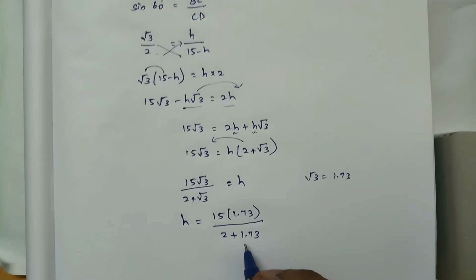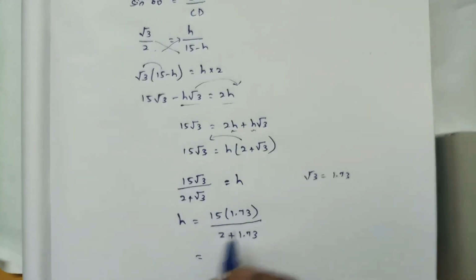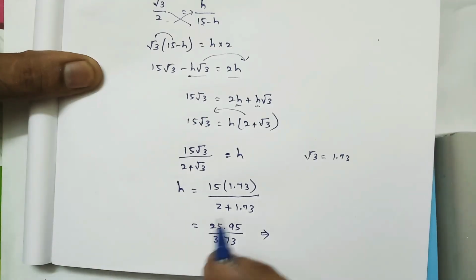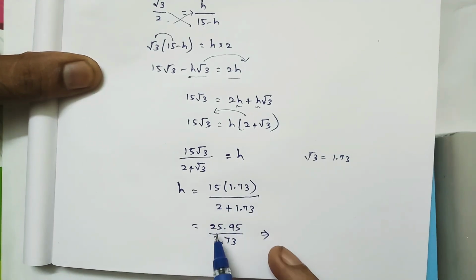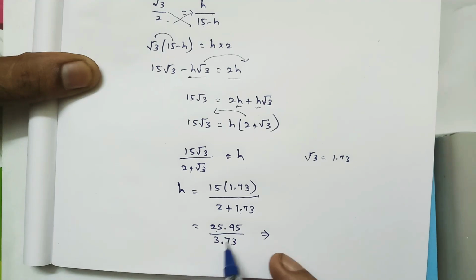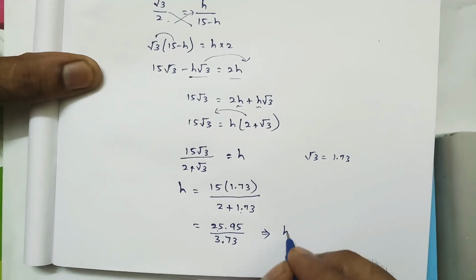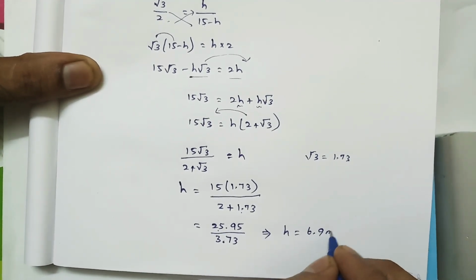While we are simplifying, just 15 into 1.73, it will become 25.95. 2 plus 1.73 is 3.73. While we are dividing, we will get H is equal to 6.9 meter.